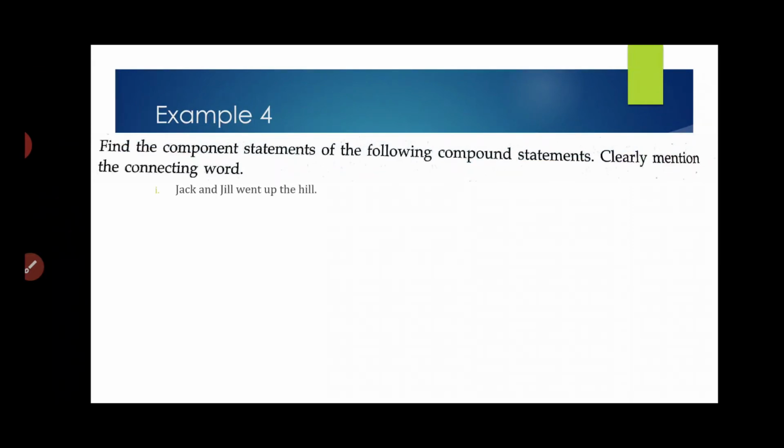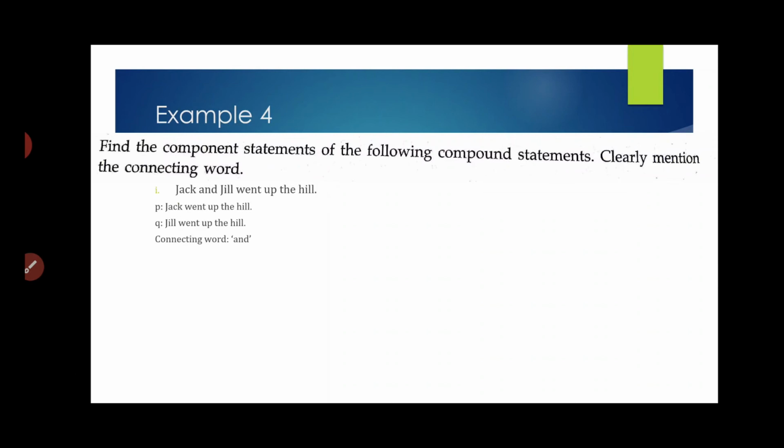So let us take the first question, that is, Jack and Jill went up the hill. Now you have to find out what are the individual statements that you have, or the component statements. Now obviously Jack and Jill went up the hill. So Jack went up the hill as well as Jill also went up the hill. So definitely the component statements will be Jack went up the hill and Jill went up the hill. So these are the two component statements, and pretty obviously the connecting word here is and, which in English we call a conjunction as well. In case of propositions also we call this a conjunction.